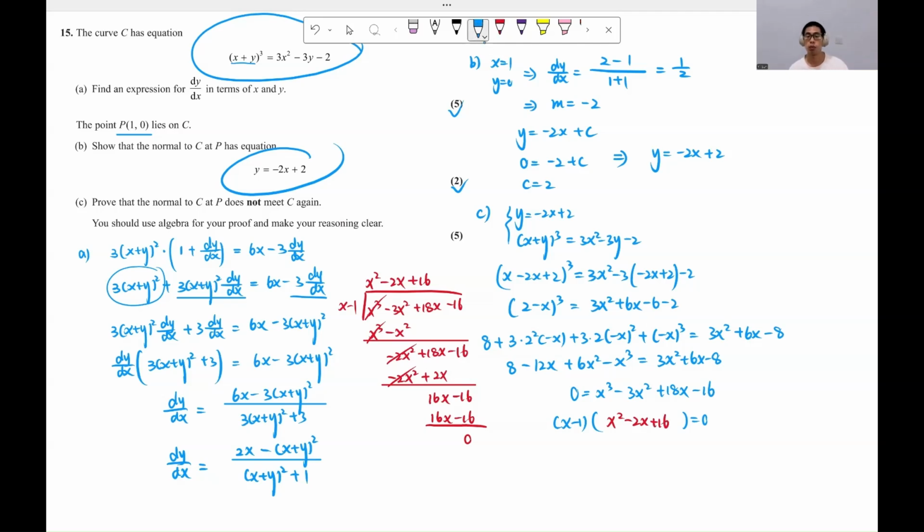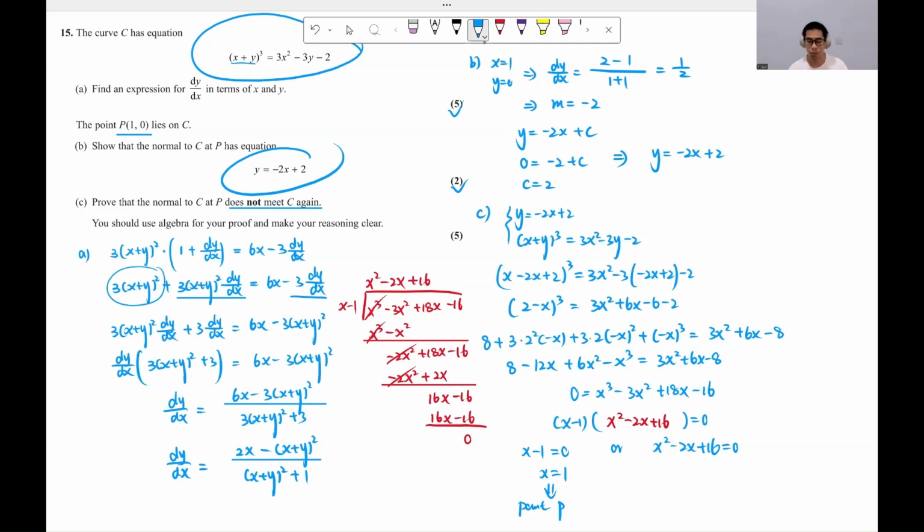So now, if we want to solve that, we just let x minus 1 equal to 0, so x equal to 1, which is point P. And then the other one would be x squared minus 2x plus 16 equal to 0. So we know this equation shouldn't have any solution because that's the whole point of the proof. We want to prove that the normal to C at P does not meet the curve again. So that means that's the only intersection point. So there should be only one solution.